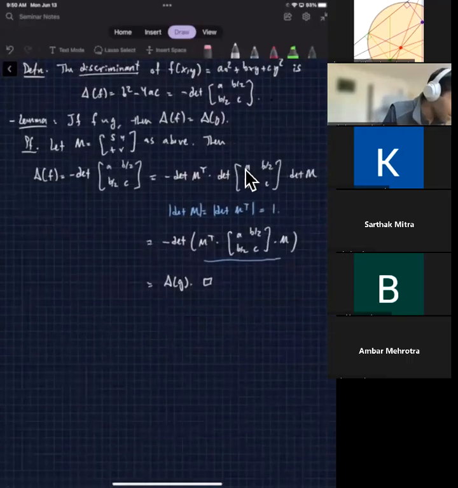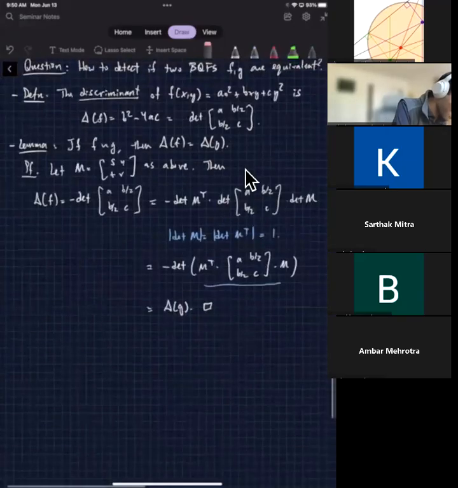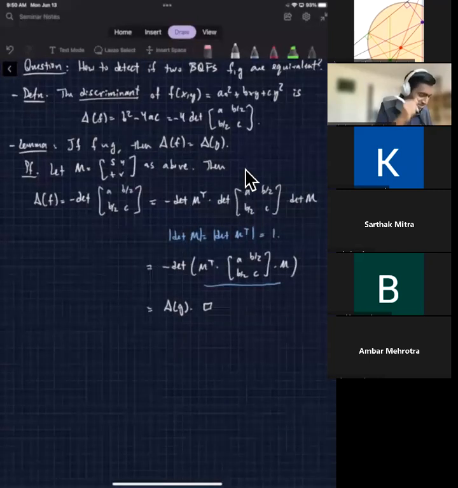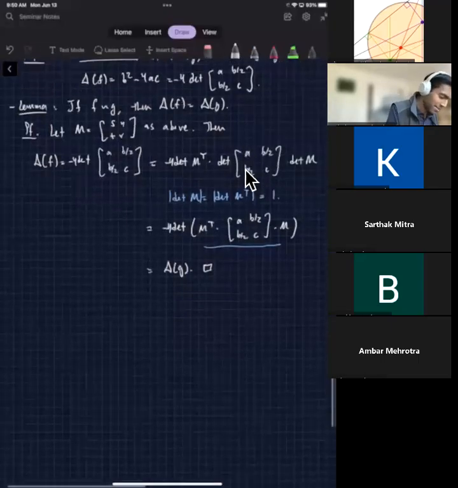Oh, yeah. Okay, I can't do basic math anymore. So you have to multiply that by 4. There's a missing 4. Oh, goodness. Okay, there we go. Sorry. All right, so the discriminant is invariant under equivalence.